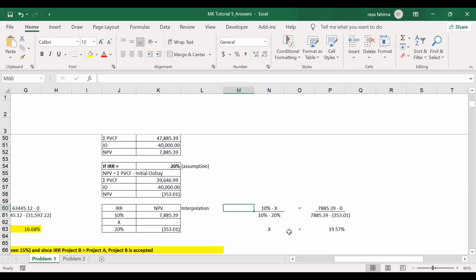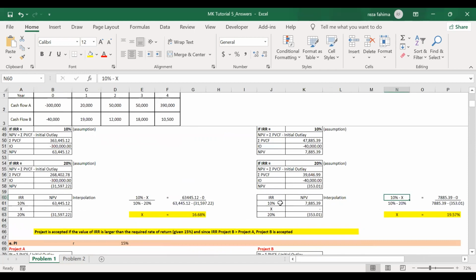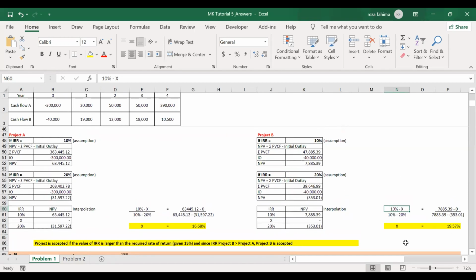And then we substitute and calculate, and we get our IRR for project B equal to 19.57%. Okay, so from the IRR, it means that project B with the higher IRR is more preferable to the investor. So we're going to choose project B based on the IRR.